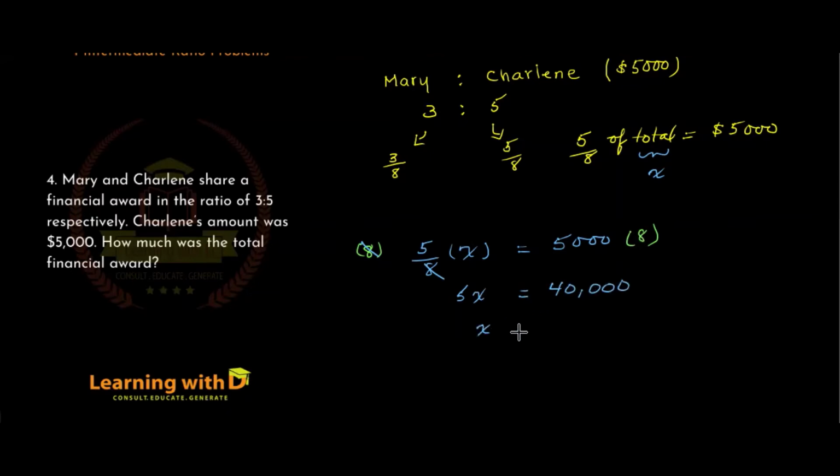And so x then is equal to 40,000 divided by 5. And so x then is equal to $8,000. And that is the answer for number 4. That is the total.